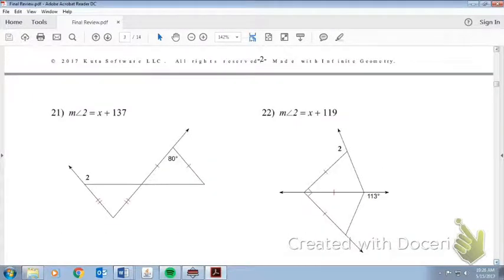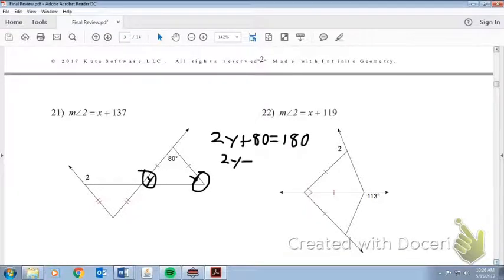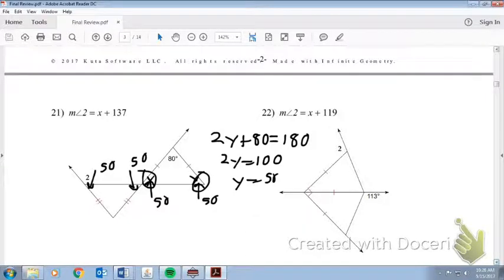More of the same for 21 and 22. So 21, we're going to start with those two base angles being equal to each other. Why? Because it's an isosceles triangle. So if I call both of those angles y, then I know that 2y plus 80 equals 180. Subtract 80 from both sides, I get 2y equals 100, or y equals 50. If those two equal 50, then those two equal 50.